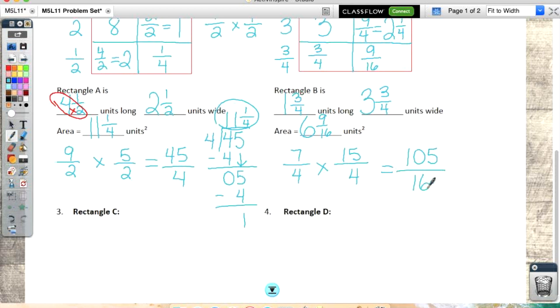16. Okay, now we know our answer is going to be 6 and something, right? 6 and 9/16. So I think we're going to try the long division way again, just so you can practice it, so it can be an option. So I want you to write 105 divided by 16.